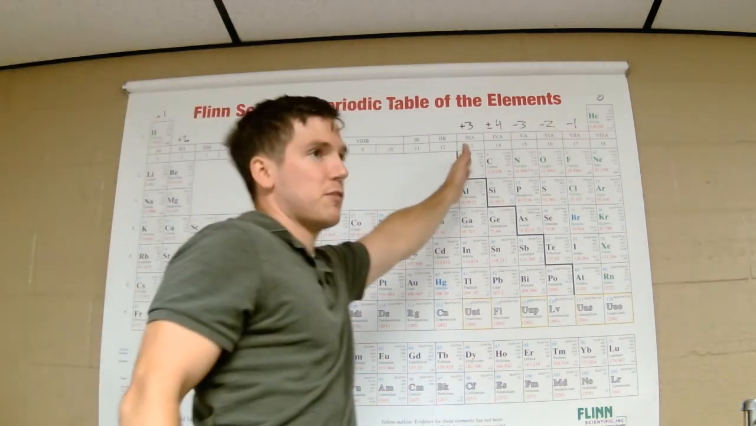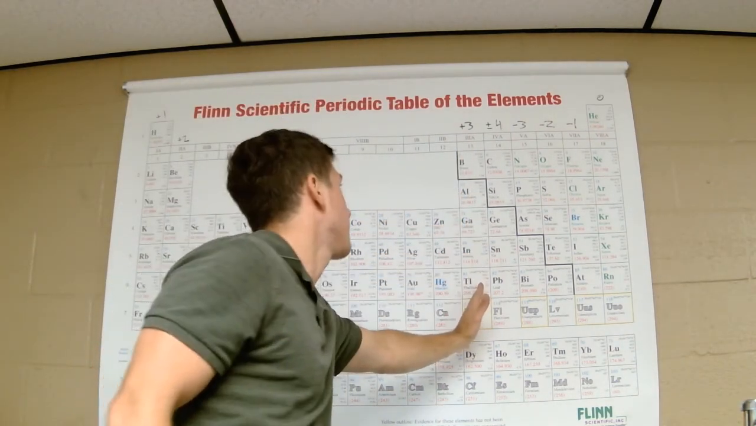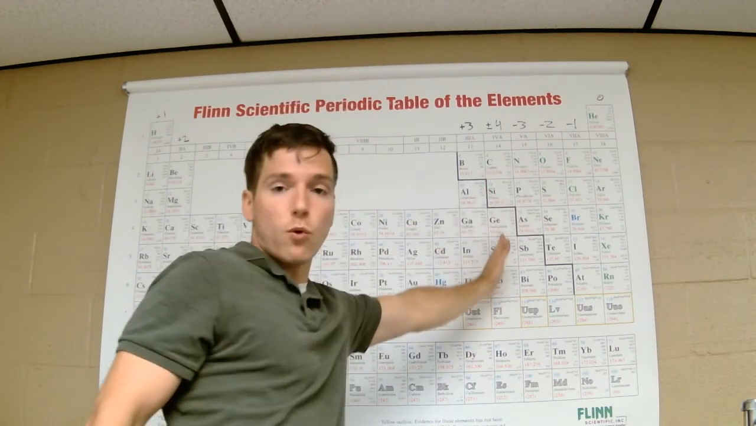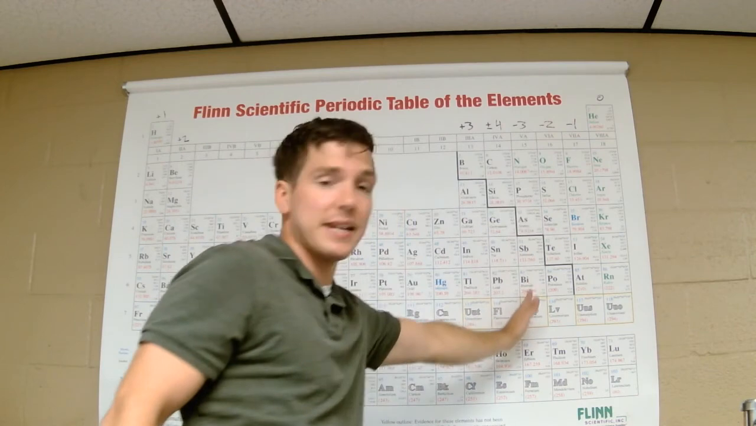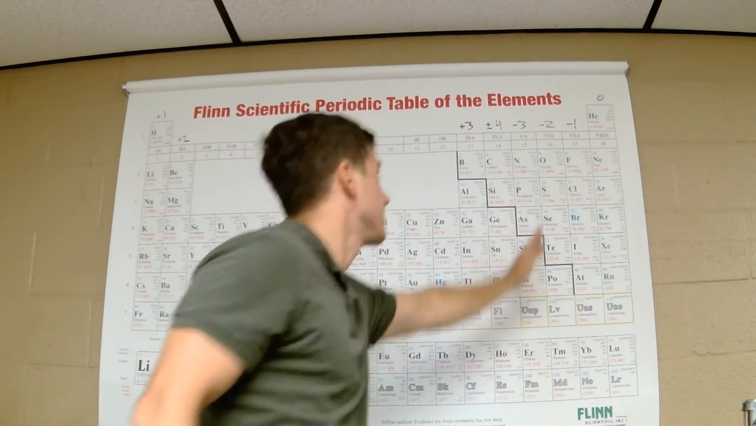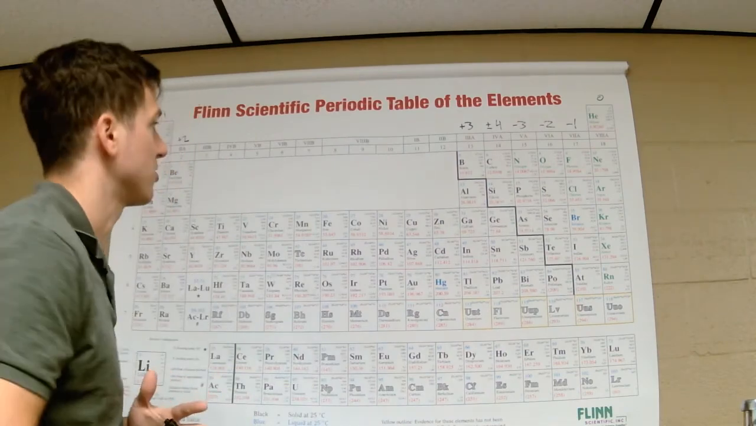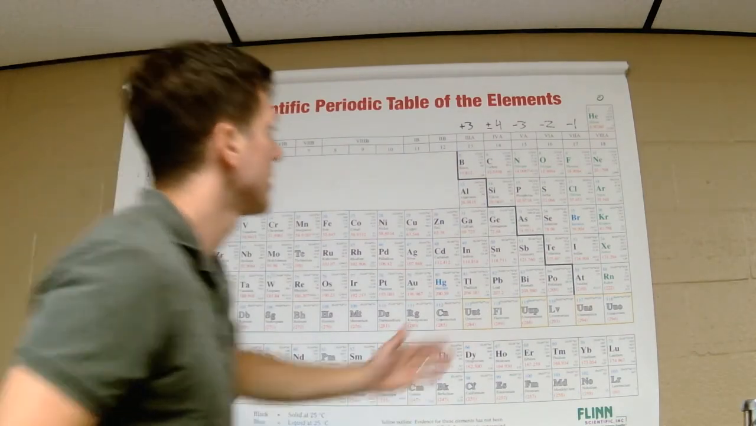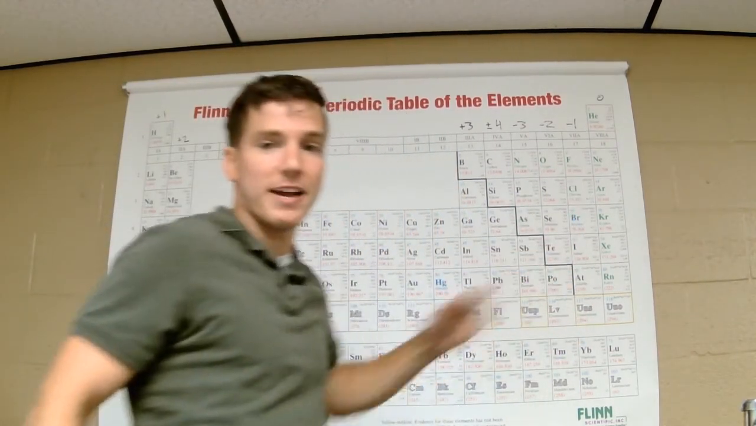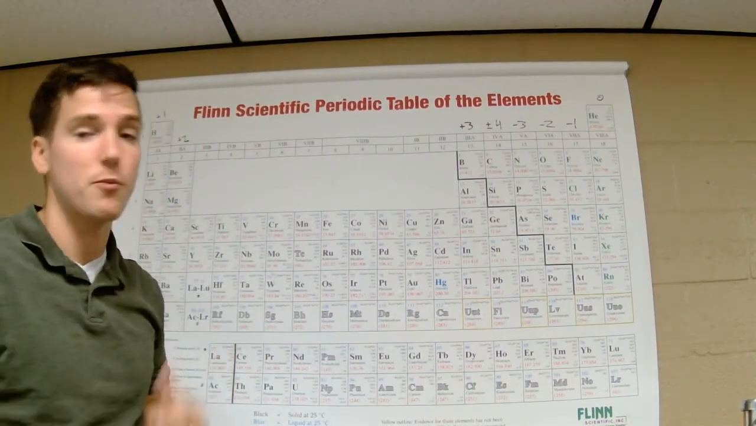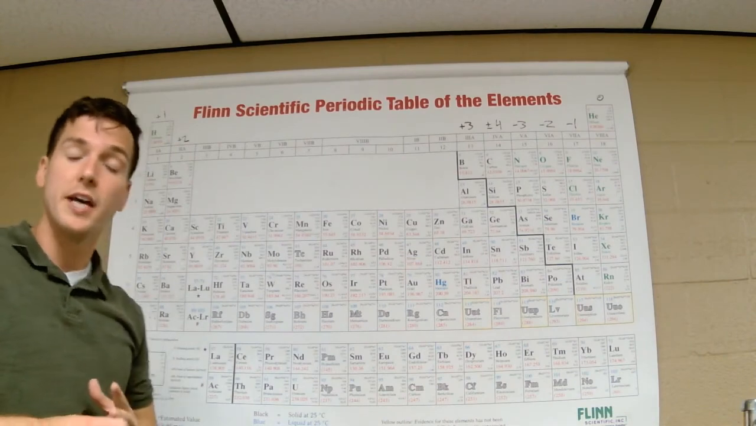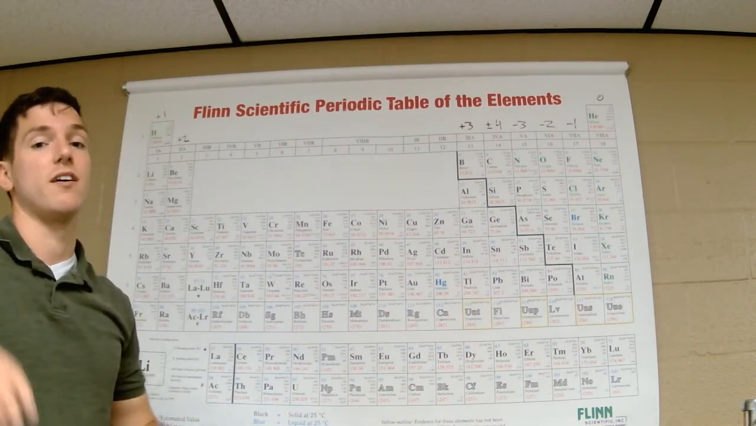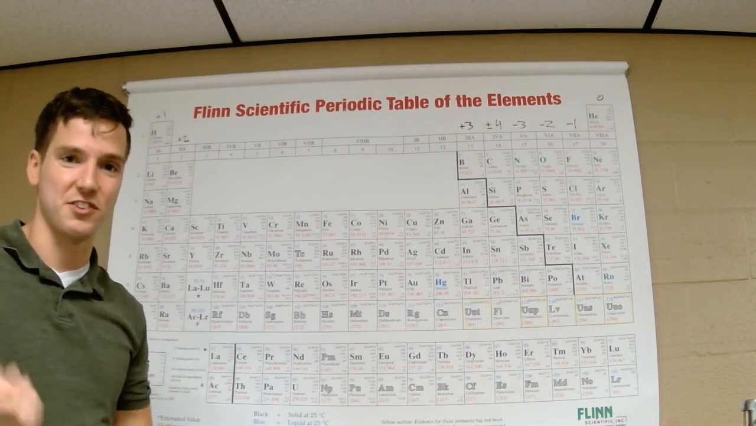These all have a +3 charge. There's no name for them. These all have a +4 or a -4 charge. These have a -3 charge. These have a -2 charge, and they are the chalcogens like oxygen, sulfur, and selenium. These are the halogens. They all have a -1 charge, like fluorine, chlorine, and bromine. And the ones on the far right are your noble gases. They don't react with anybody. They have a charge of 0.